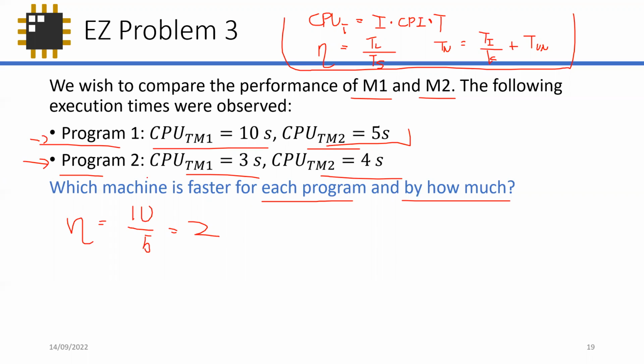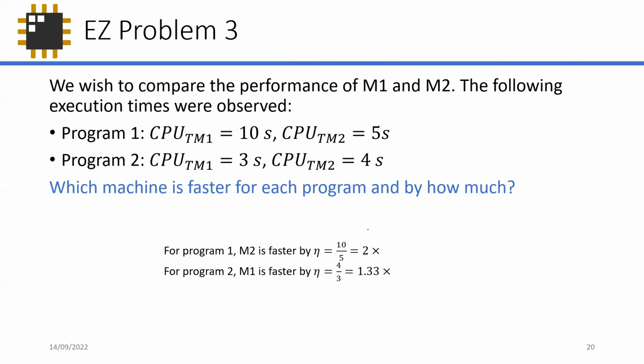Program 2 only. Machine 1 is faster by 1.33 times. Let me use my calculator. What is 4 divided by 3? Is that 1.33 times? Yes, you are correct. Machine 1 is faster because it's 3 seconds. Hold on, let me see, 4 divided by 3. Yes, you're very correct. So 4 divided by 3 is 1.333 times. It's very simple.